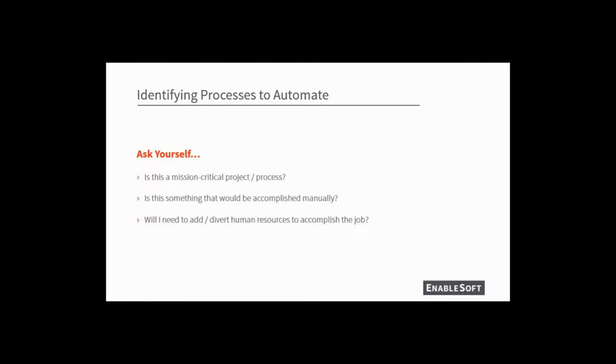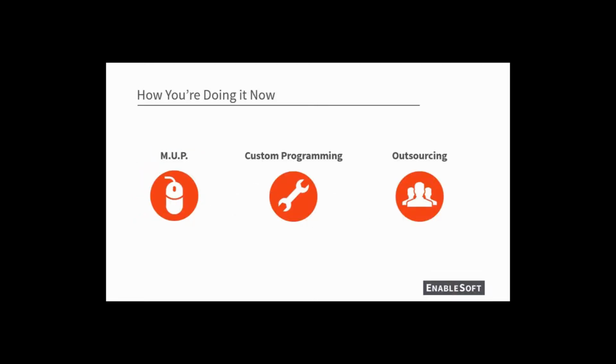So how you're doing these things now, we've already kind of hit on the first option here, MUPs, manual unstructured processes. That's doing things by hand. Custom programming, we'll talk a little bit about that. That's things like VBA scripts or macros. And outsourcing, that's usually finding a third party to do the job for you or outsourcing it to your core vendor, for example. That's usually with larger projects, core migrations, big data conversions, things like that.